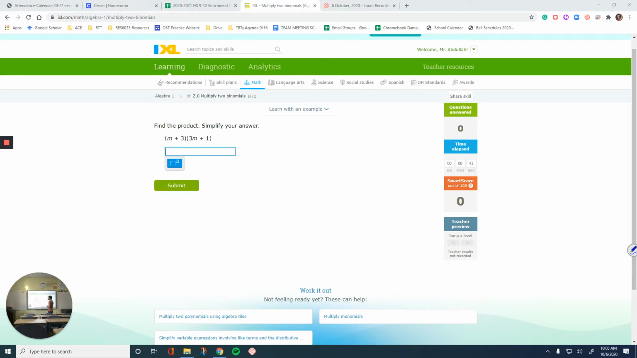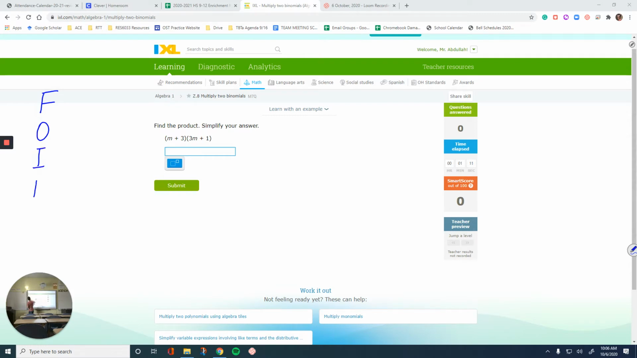So we are dealing with Z8 on IXL. Let's get started. This is going to take a little more time than the previous video because multiplication is a little harder than adding or subtracting. Okay, find a product, simplify your answer. So in here, we are going to use the distribution property or a method called FOIL.